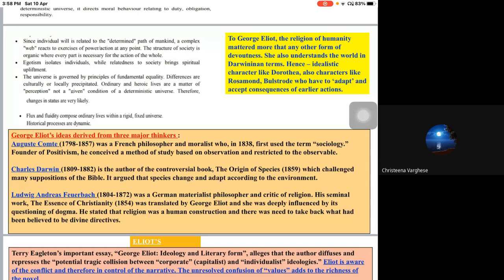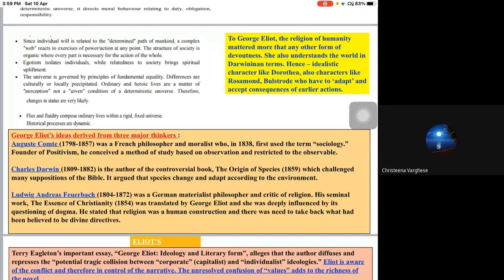So what individuals do actually adds up and counts to what the society does as a whole, which, from the deterministic point of view, is already predetermined. Yet we can say that individual actions do have a role in it. Egotism isolates individuals, while relatedness to society brings spiritual upliftment. So only when you think of connecting with everyone around you does spiritual upliftment come, right? Not in an egotistic person who isolates himself.